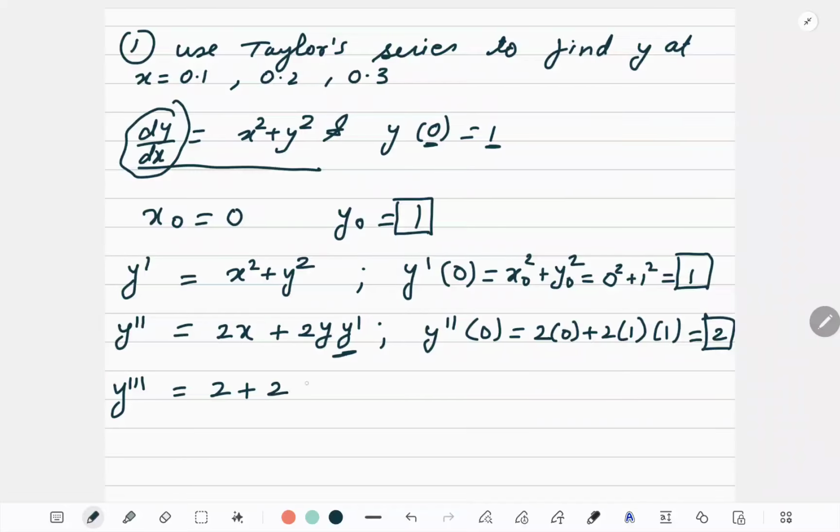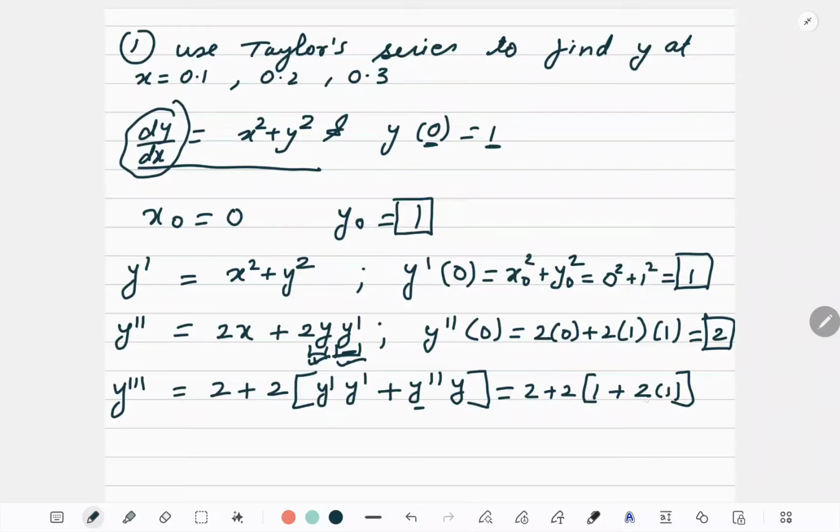Now go to the third derivative. 2 plus 2. Now here you should pay attention. When I am differentiating this, I should apply the product rule. What is the differentiation of y? y dash into y dash plus the differentiation of y dash, which is y double dash, into y. So I am applying the product rule: differentiation of this into this plus differentiation of this into this. Now the y dash value is 1, so 1 plus the y double dash value is 2, so 2 into 1. So how much did I get? 2 plus 1, 3. 3 twos are 6. 6 plus 2, 8. So 8.